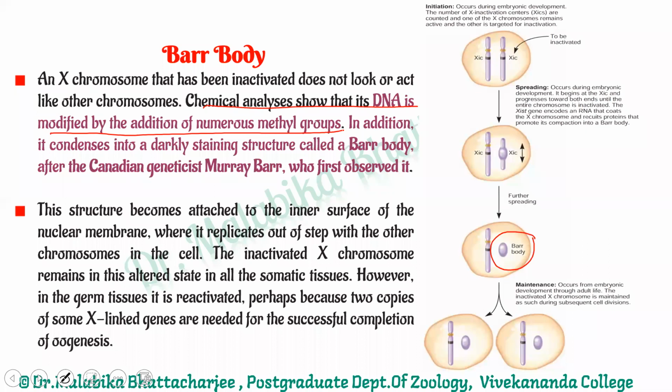As I said, it is a darkly staining structure. As you can see here, it is a darkly staining structure. It was discovered by the Canadian geneticist Murray Barr, who first observed it. This Barr body is often seen to become attached to the inner surface of the nuclear membrane, where it replicates out of step with the other chromosomes in the cell.